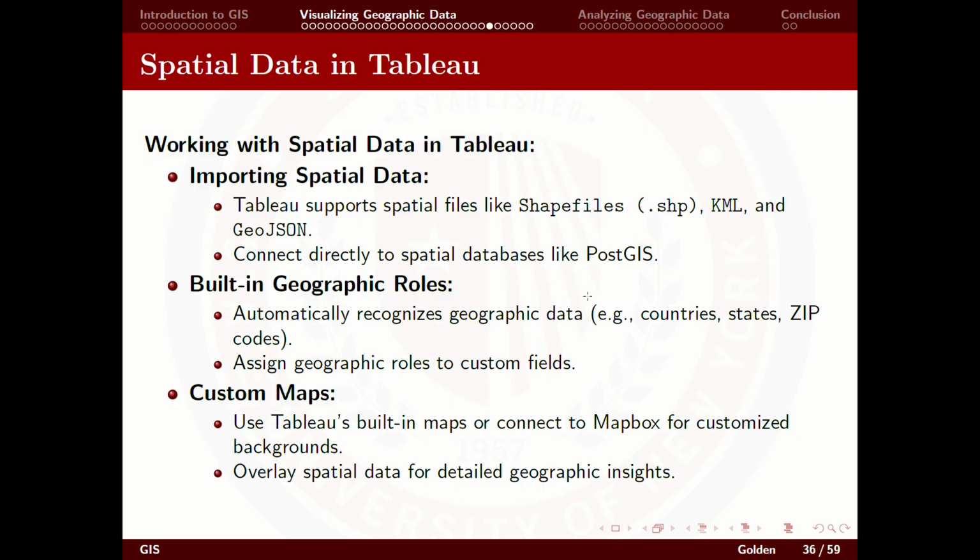You also, in Tableau, which is very cool, and Tableau and Power BI have this as well, will automatically recognize geographic data. So if you put in zip codes or census codes, countries, or states, it will automatically assign geographic roles. And then you can fix it if it doesn't. You can tell it what different things represent if it has some confusion about that. You can also use Tableau's built-in maps or connect to Mapbox for customized backgrounds and overlay spatial data for detailed geographic insights.